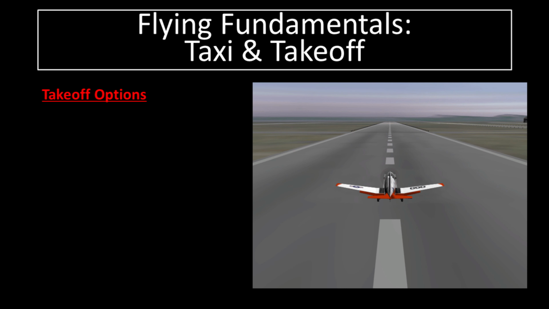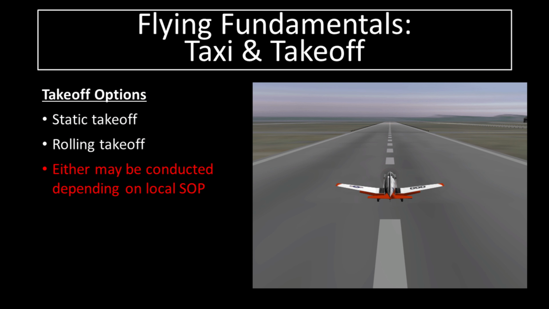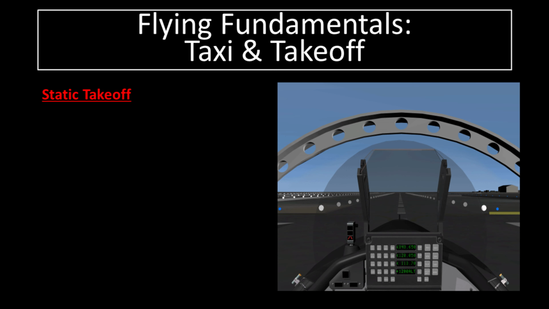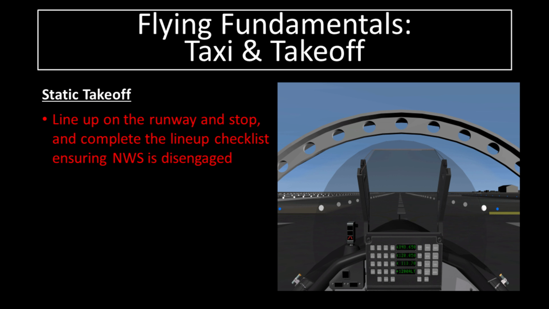For the T6, there are two types of takeoff options, static takeoffs and rolling takeoffs. Either may be conducted depending on your training command's local procedures. However, the majority of your takeoffs in primary will be static. For a static takeoff, once cleared for takeoff, begin to taxi into position to line up on runway centerline and come to a complete stop, noting the wind direction.